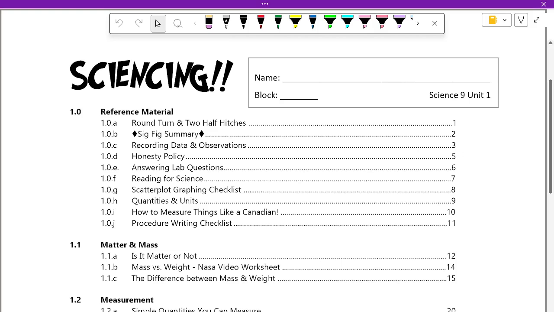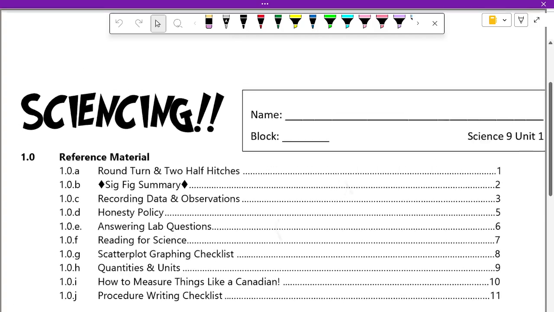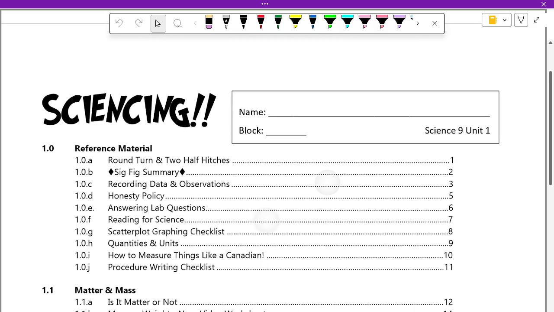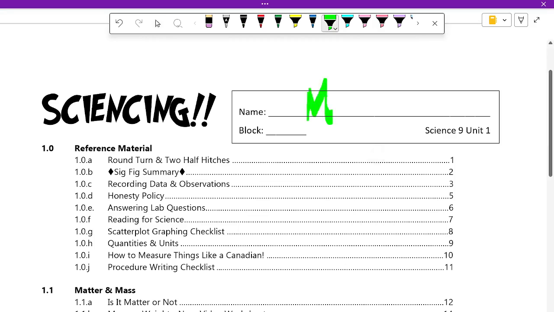Okay, friends. Shh. On the very front cover, if you accidentally leave your book here, you are going to want your name on it. So if it were me, I would write Ms. Spence. Ms. Spence.